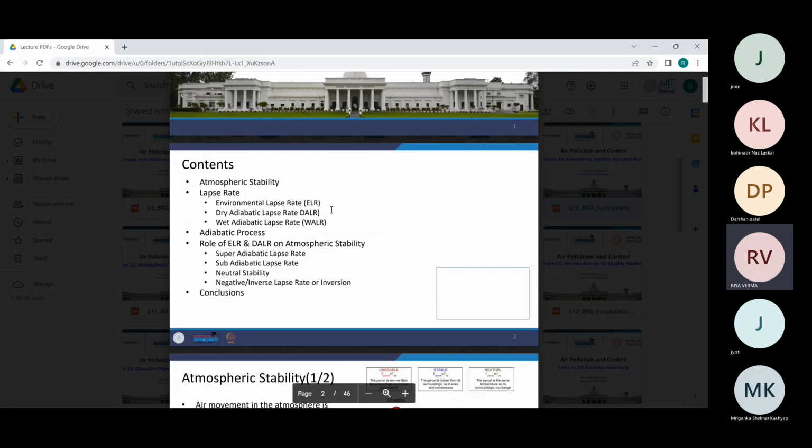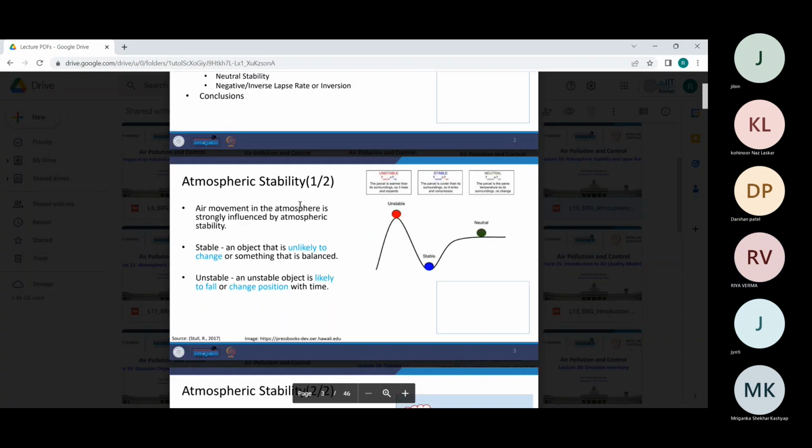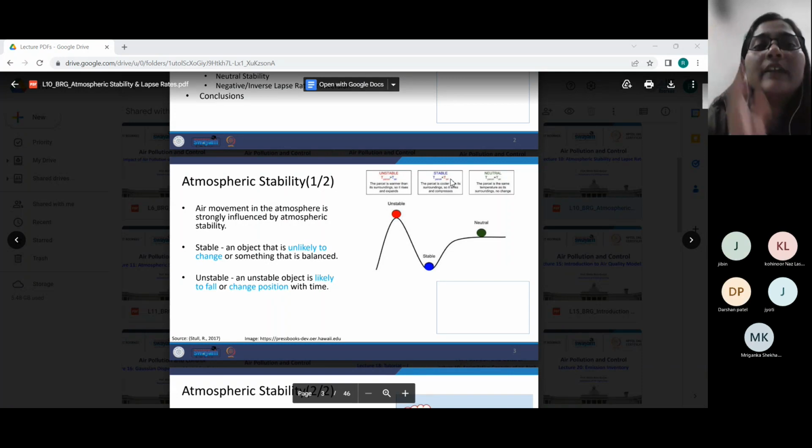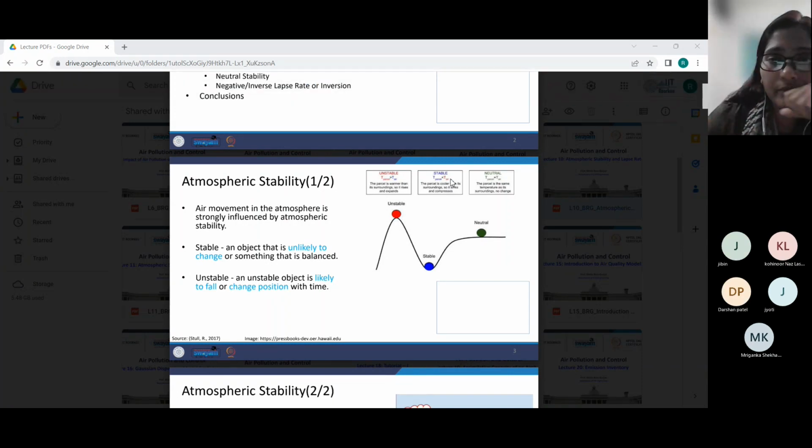Okay. So first of all, you want me to start with atmospheric stability only? Yes, ma'am. Okay. So first of all, let's define stability. For example, see this red ball here. Let's assume you apply a slight force on this ball. What will happen is this will either move downwards, towards the right, or towards the left. So it is extremely unstable. Clear?